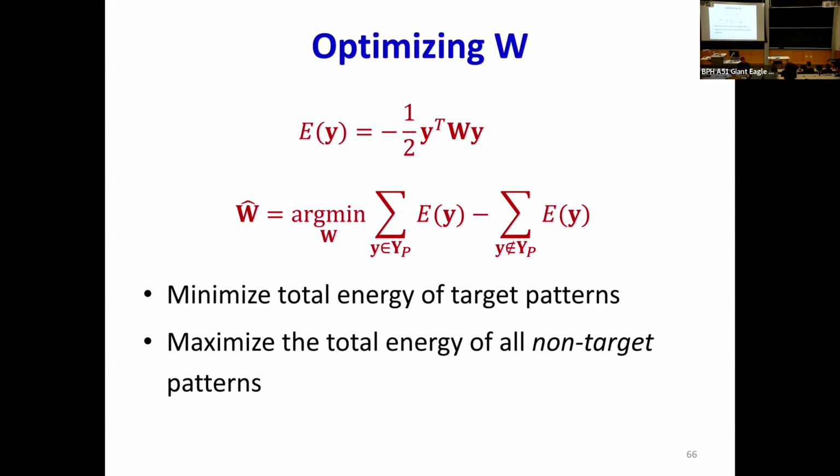Now, given this, how are you going to solve this? Anyone? Come on, guys. This is the last class. I've given you an objective. How do you minimize it? Gradient descent. Thank you.